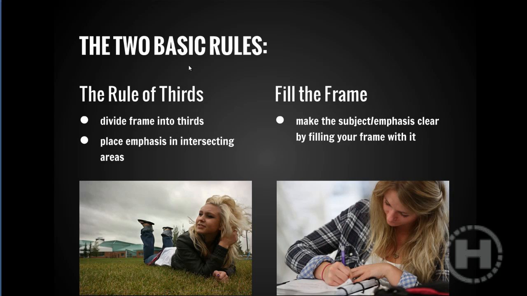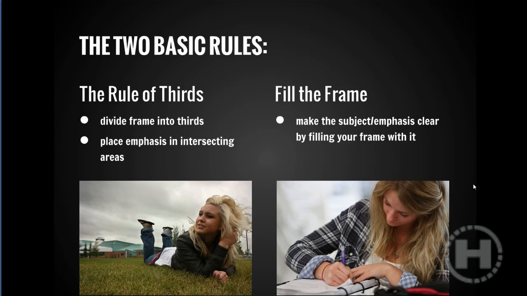Well, here are the two basic rules. There's the rule of thirds, and we're going to talk about these a little bit more in depth, but essentially you're just going to divide the frame into thirds and place the emphasis in intersecting areas. If I was to explain it to you like you're 5-year-olds, don't put your subject in the middle of the frame, okay? And then the other one that we're going to learn about is fill the frame. And again, really easy. Basically it just states, whatever your subject, your emphasis is, fill your frame with the subject. Don't leave lots of unnecessary or unwanted areas inside of your frame.